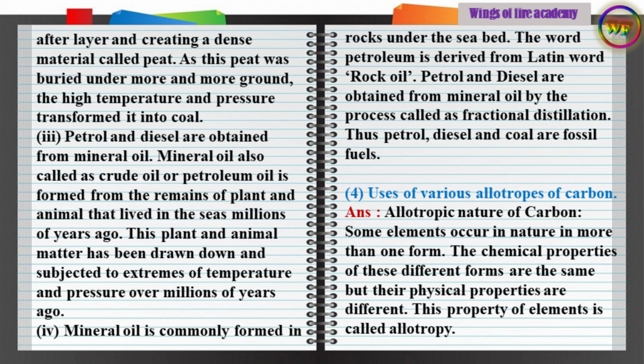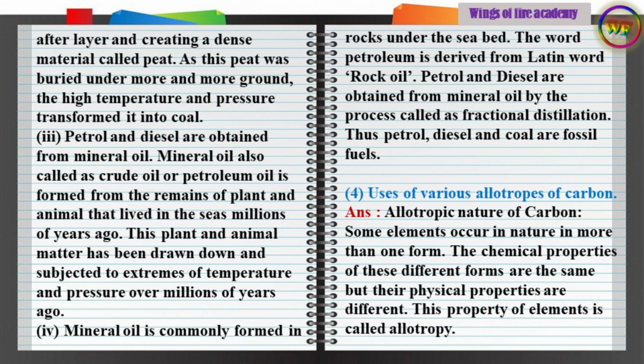3. Petrol and diesel are obtained from mineral oil. Mineral oil, also called as crude oil or petroleum oil, is formed from the remains of plant and animal that lived in the seas millions of years ago. This plant and animal matter has been drawn down and subjected to extremes of temperature and pressure over millions of years. 4. Mineral oil is commonly formed in rocks under the seabed.